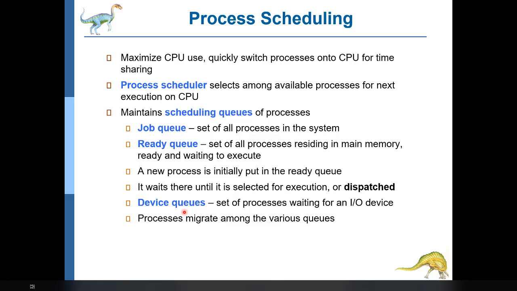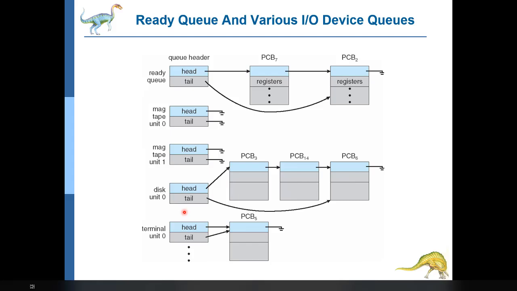And the final point is that the processes can move from one queue to another queue, from ready queue to the job queue, from job queue to the ready queue, from ready queue to the device queues, from device queue to the ready queue, and so on. The example of these queues is given in this diagram, which shows five different types of queues. So on top you can see the ready queue, which contains those processes which are waiting for the CPU to be given to them.